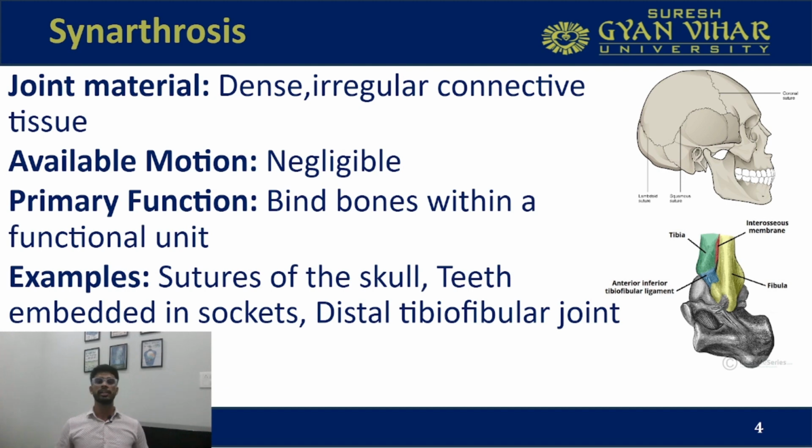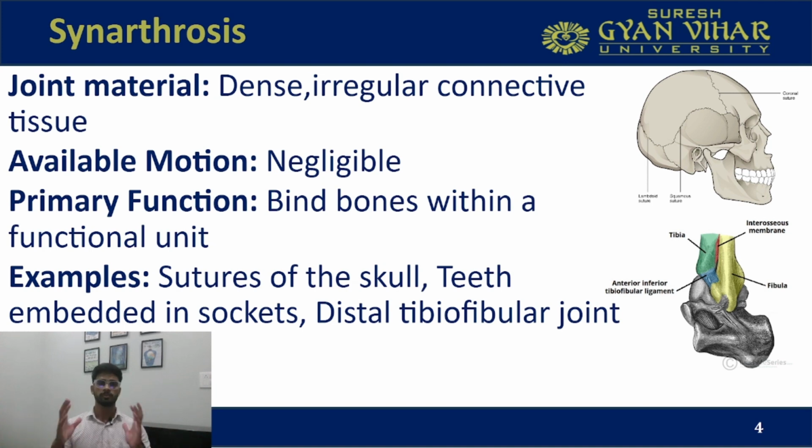First of all, let's see what is a synarthrosis. To understand synarthrosis, we must know four things about synarthrosis. First thing is the joint material. How is the synarthrosis joint made? It is made of dense irregular connective tissue. What is a dense irregular connective tissue? We'll be seeing it in our coming lecture videos in very detail, what is a dense irregular connective tissue and which type of materials are present in it.